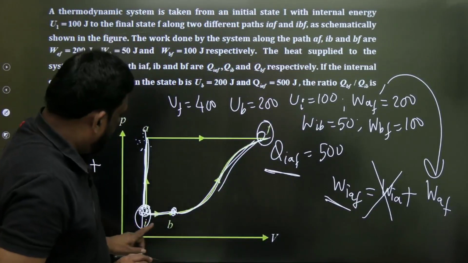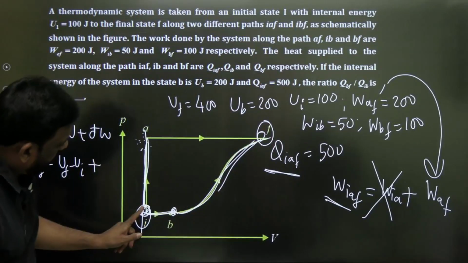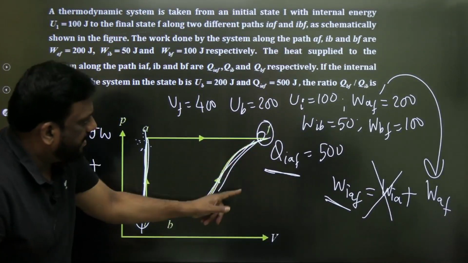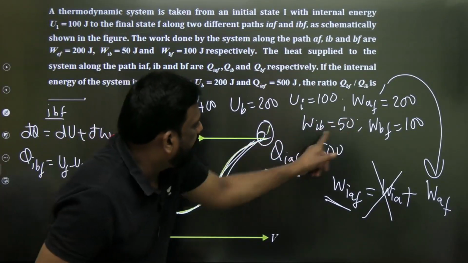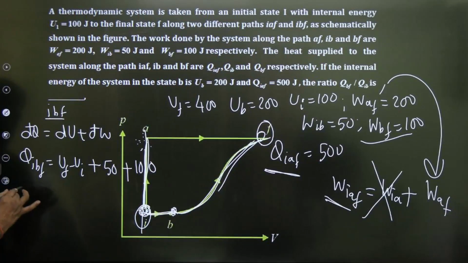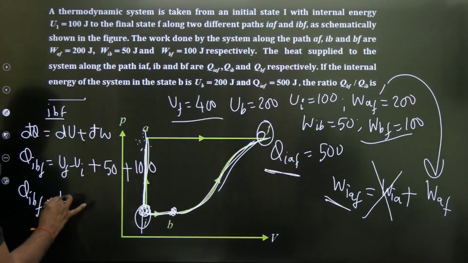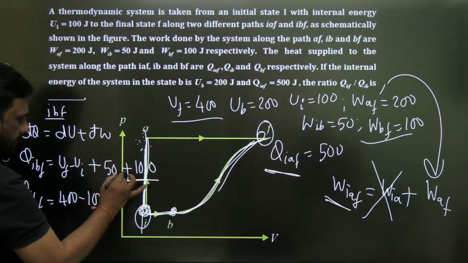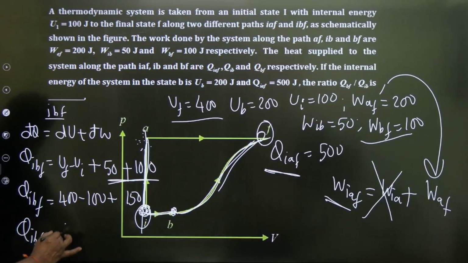What is the work in IBF? It will be work in IB plus work in BF, because work is a path function. IB is 50 plus BF, which is given as 100. Very good. So QIBF is equal to UF, already calculated by us as 400, minus UI which is 100, plus 100 plus 50, which is 150. So QIBF is equal to 450.